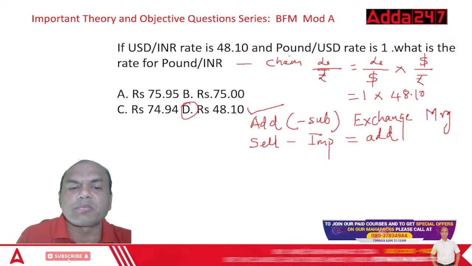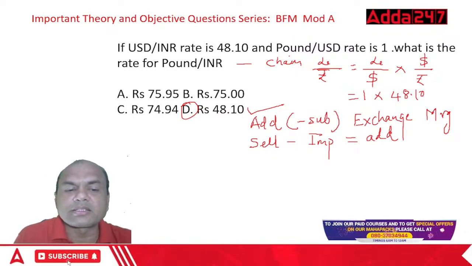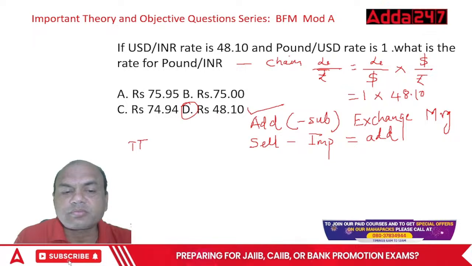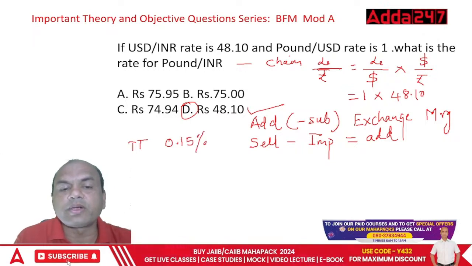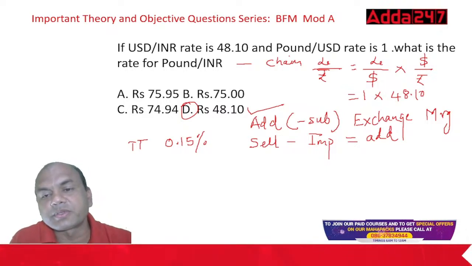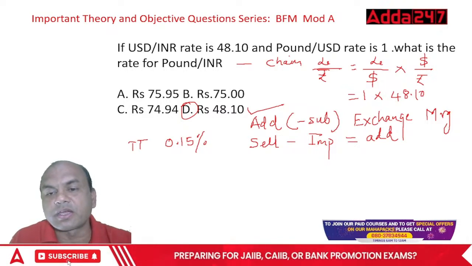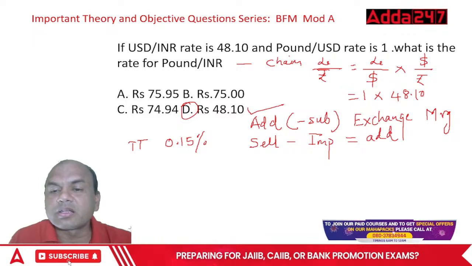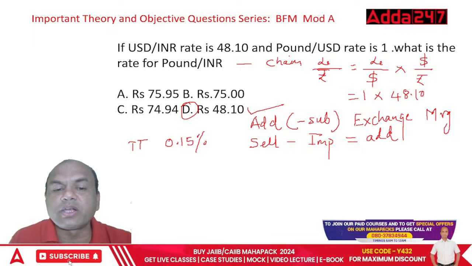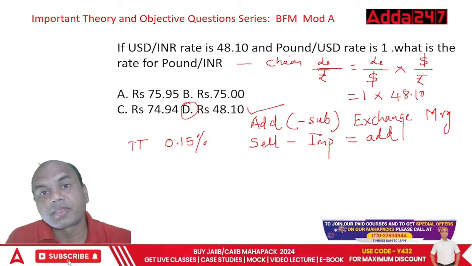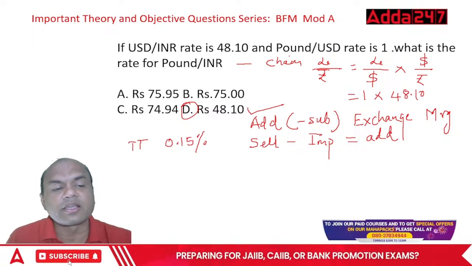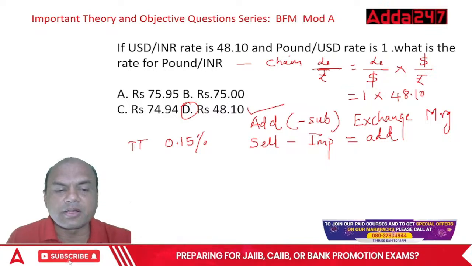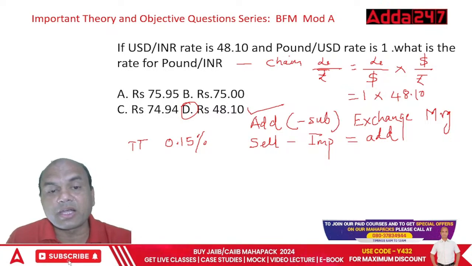They'll ask you some margin, like let's say TT margin is 0.15%. Now find the rate. What will you do? This rate which you get, you'll first find out the TT margin: 48.10 into 0.15%. So multiply this. Let me solve this problem now, because in CAIIB you get higher level problems.